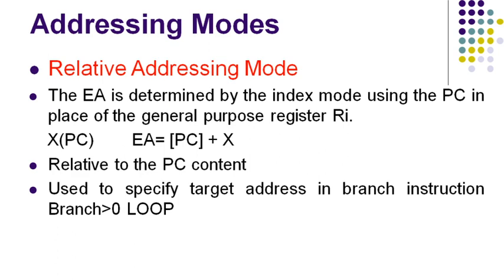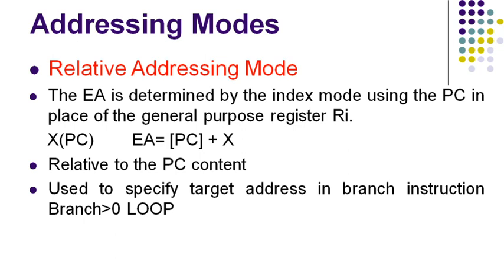So let us understand what is relative mode. The effective address in this case is determined by the index mode using the program counter in place of the general purpose register Ri. It is similar to the index mode, the only change is that we are using the program counter in place of general purpose registers. This mode can also be used to access data operands, but it is mostly used to specify the target address in case of a branch instruction.